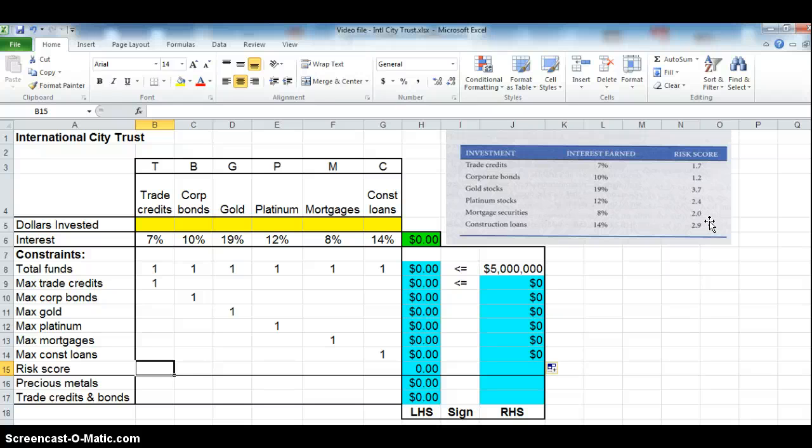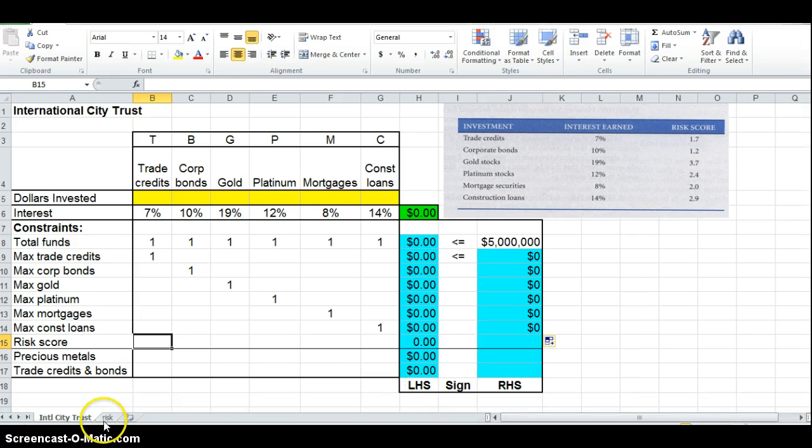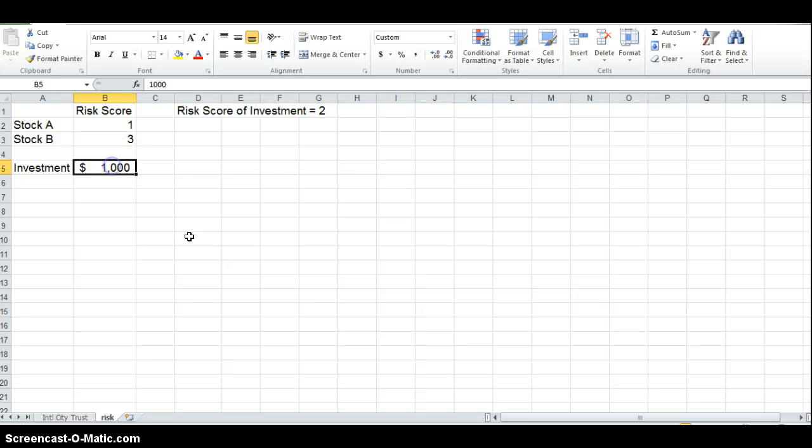So we're going to invest in some things that are over a 2, some things that are under a 2, but we want the average risk score to come out as a 2. Sometimes people struggle with that a little bit, so what we're going to do is take a look at a simpler example. Let's say we only have $1,000 to invest, and we have the choice between stock A and stock B. Stock A has a risk score of 1, stock B has a risk score of 3.